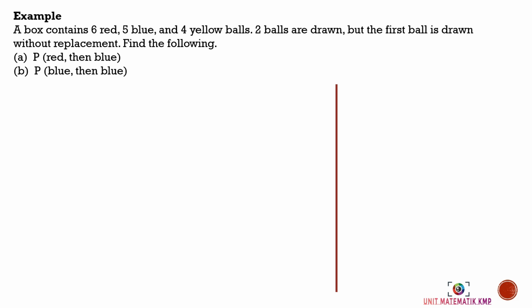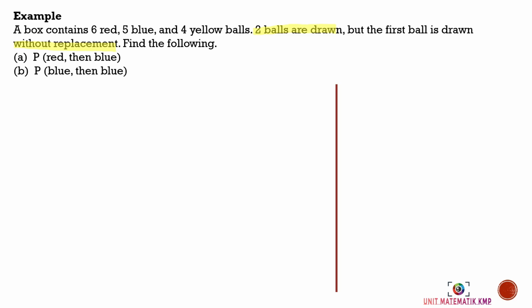A box contains 6 red, 5 blue, and 4 yellow balls. 2 balls are drawn, but the first ball is thrown without replacement. Take note with this statement: without replacement. Then find the following: P of red then blue, and the second one, P of blue and the next also blue ball.